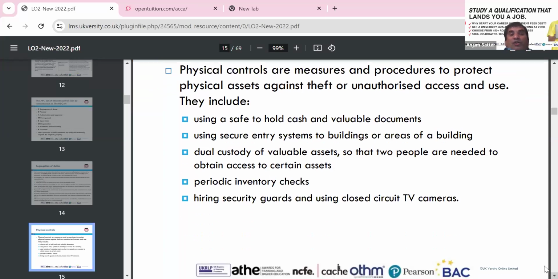Using the safe to hold the cash and valuable documents, those are locked. Okay, the check: who is responsible to sign the check to make the payment for, suppose, the building? Dual custody of the valuable, high-value assets needs to be clear. Yes, periodic inventory check: we check the inventory against what's showing in the system.